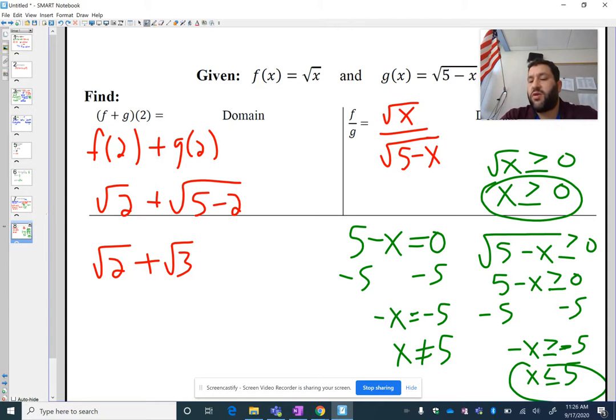So our domain's got to be greater than or equal to 0, but at the same time less than or equal to 5, but it can't equal 5. So our domain for this problem is going to be written in blue as 0 is less than or equal to x, which is now less than 5. Why just less than 5? Because down here we said it cannot equal 5.